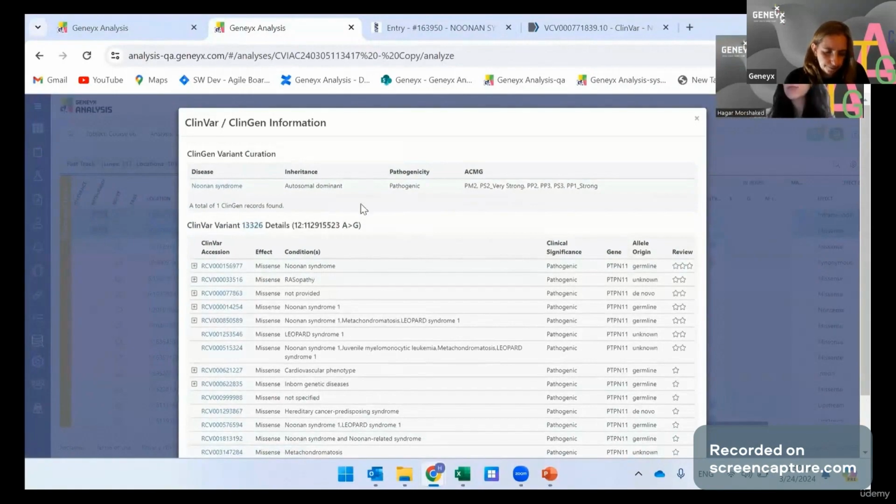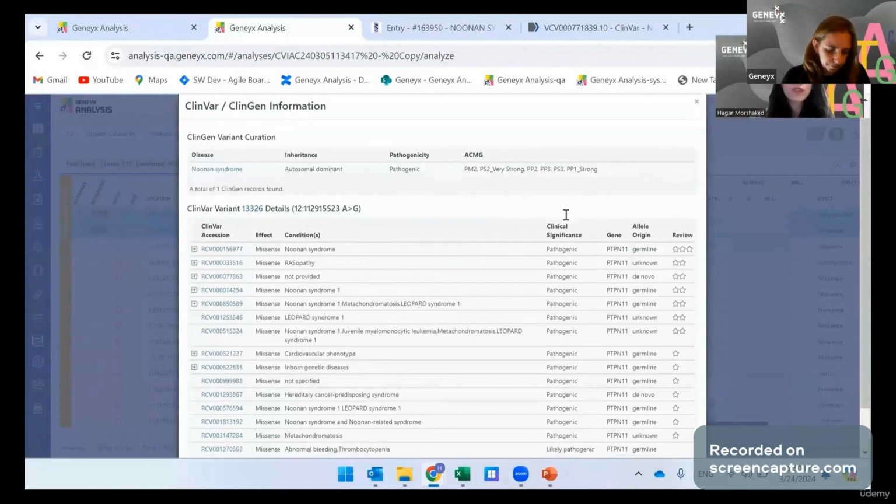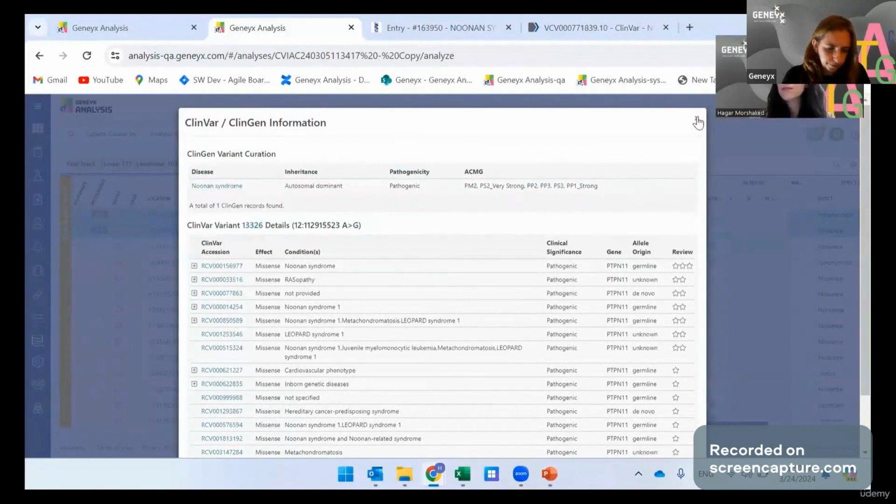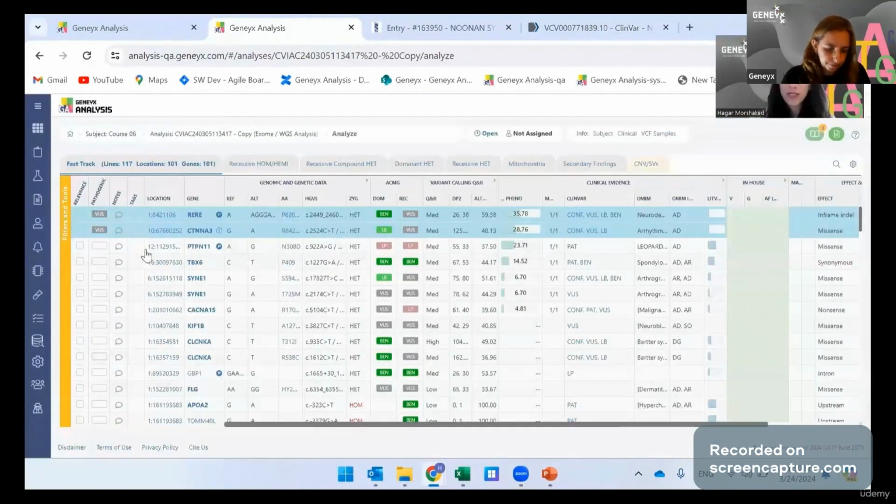So in ClinGen, as we described in the previous classes, some of the variants have been through a committee for a thorough classification by the ClinGen team, and this is one of these variants. I also have the detailed ACMG criteria, which you will learn all about with Dr. Ali Tabish. The pathogenicity of this variant is pathogenic. So for sure, this is a pathogenic variant. ClinGen is a trusted source, and for sure you can go with its classification.